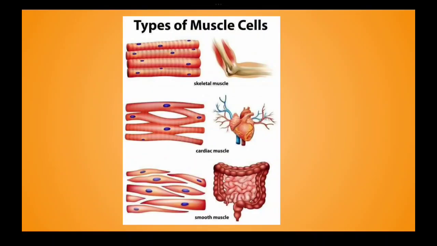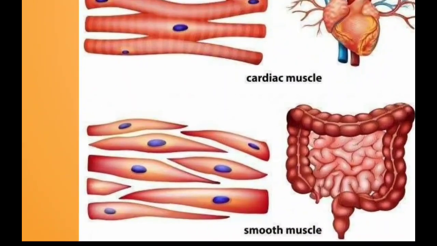So as I told, there are three different types of muscle cells: the skeletal muscles, cardiac muscles, and smooth muscles. So you can see there are no striations in smooth muscles.